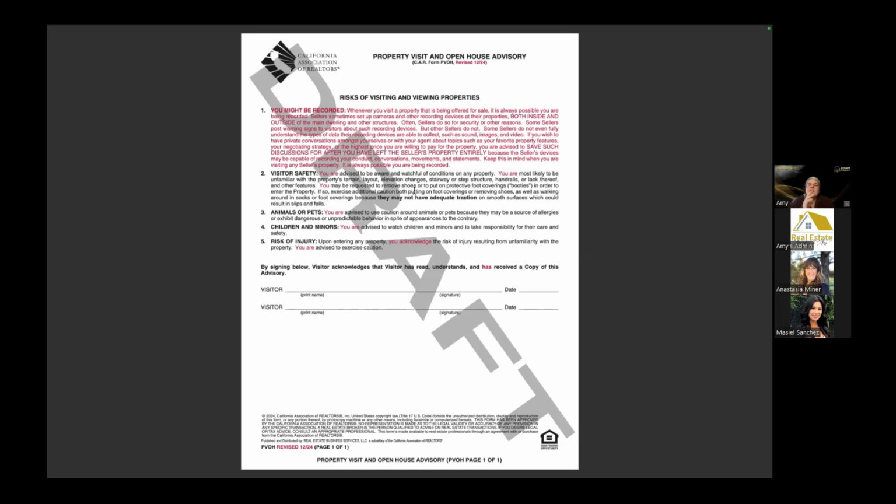It also talks about visitor safety, that you're watchful of conditions on the property. It talks about animals and pets, children and minors, risks of injuries. It's a great form. Use this form. It's the PVOH. Make a note. Put it with your BRBC every time you use it.